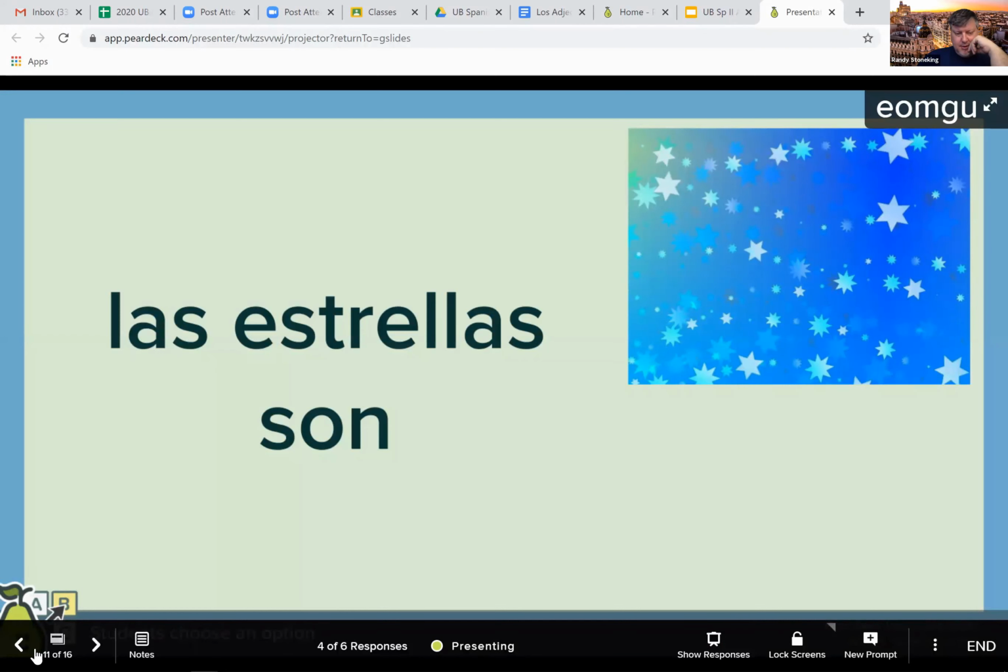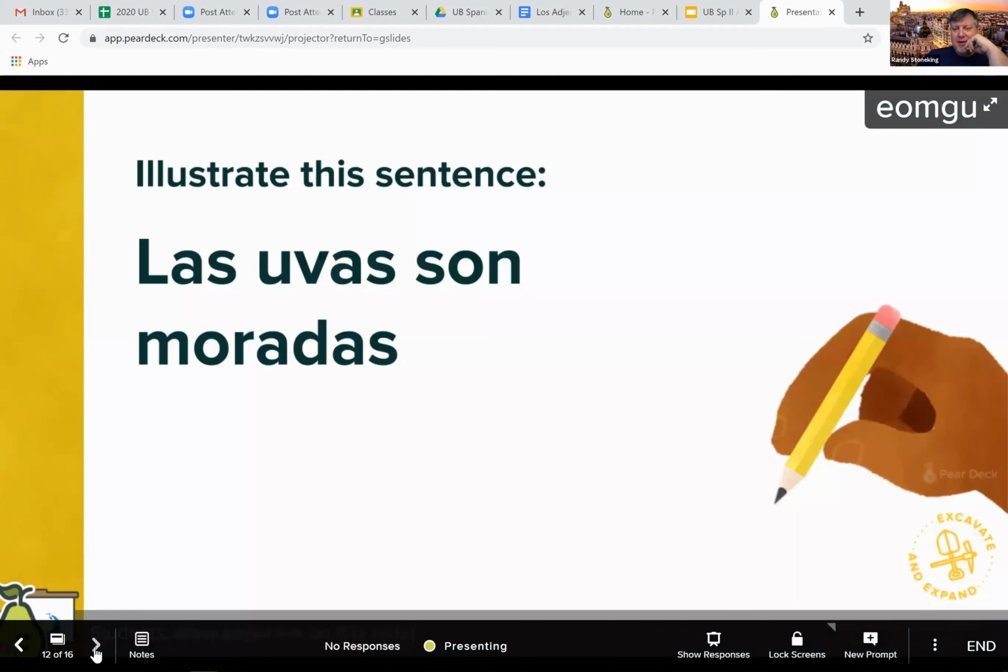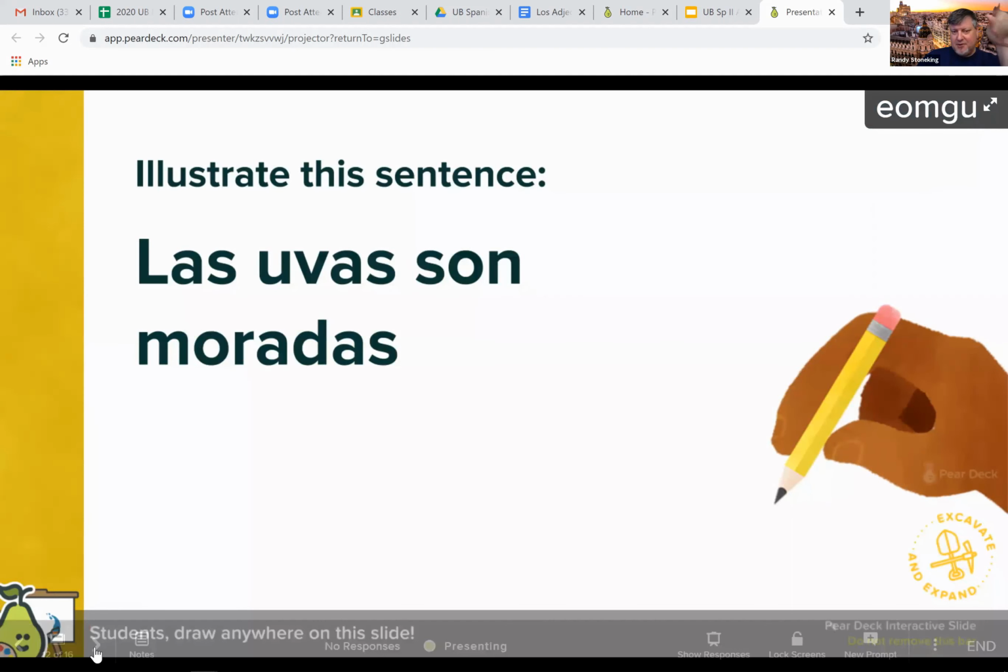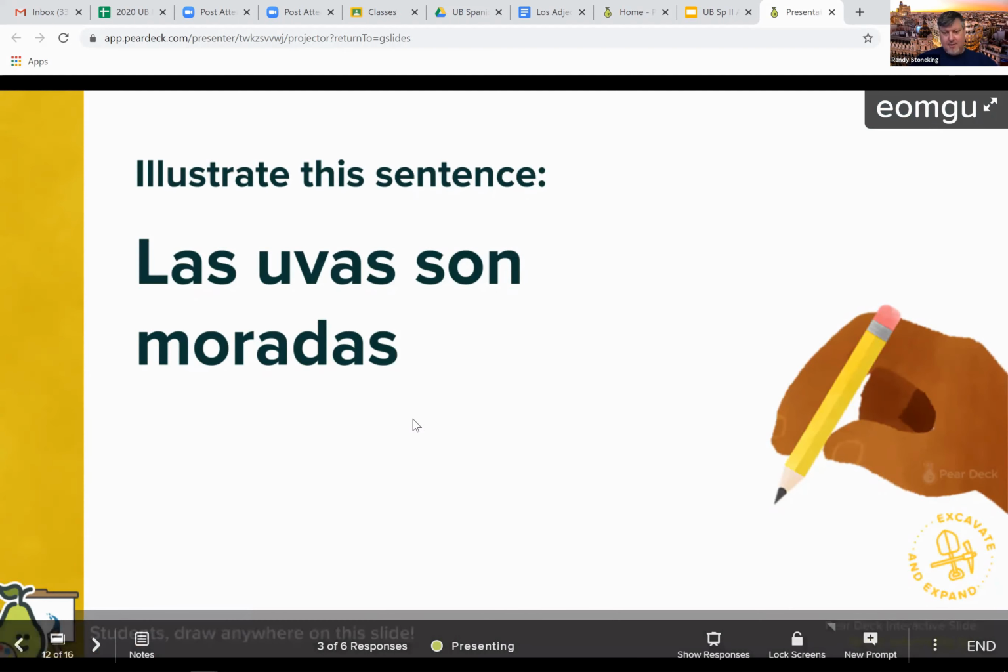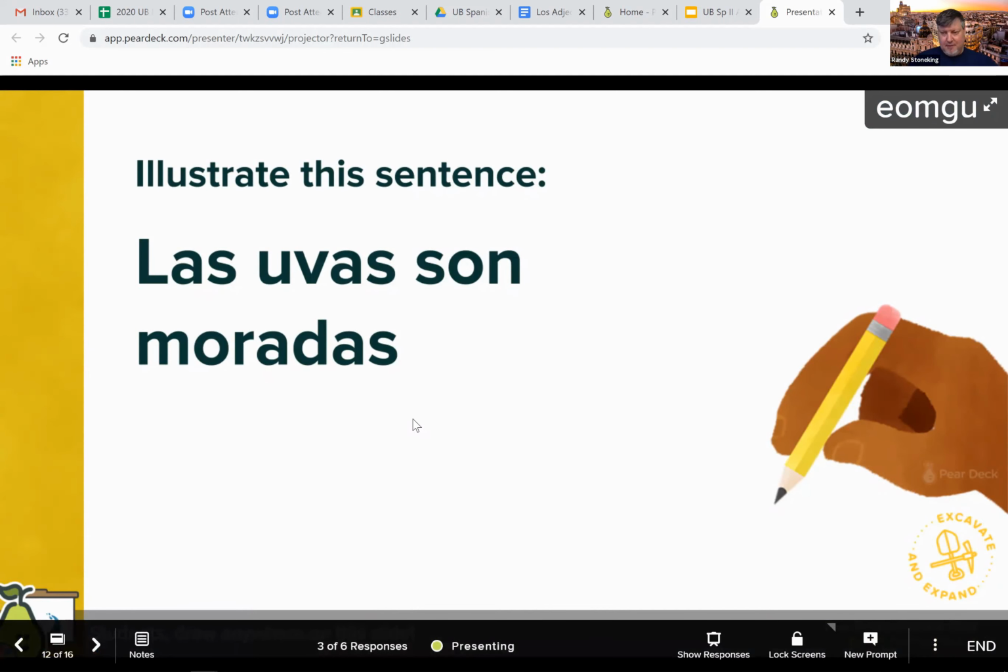Here we go. Let's try. Give me a picture. Now, this would be the first sentence that we did. Las uvas son moradas. Can you remember what that picture was? Draw me a picture that represents that sentence. Las uvas son moradas. I'm going to give you about 45 seconds here.